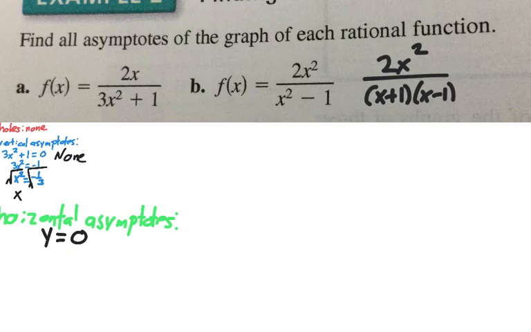So now I can go through my process. First, I want to look for any holes. So when I look at the factored form, is there anything that cancels in the numerator and denominator? No, there's nothing to cancel. There's nothing that matches. So since nothing cancels, that means there are no holes.